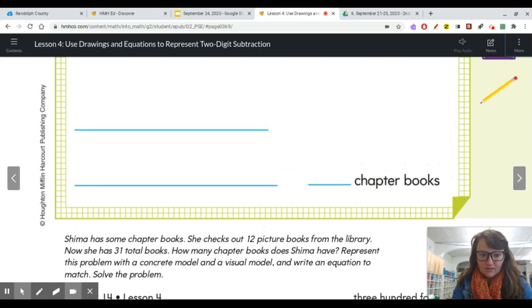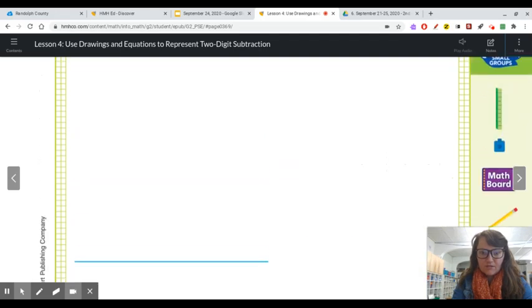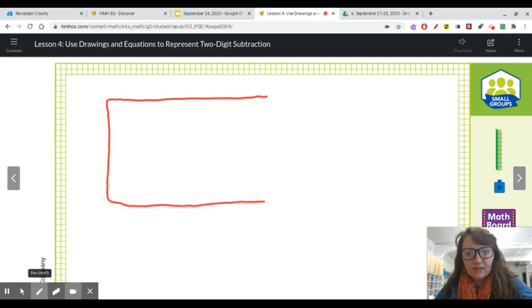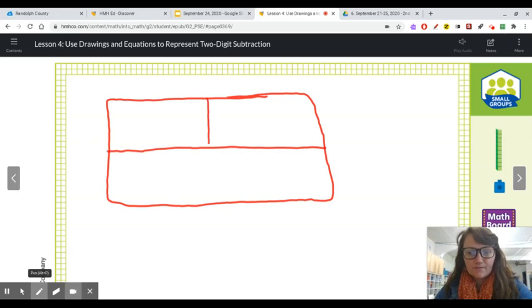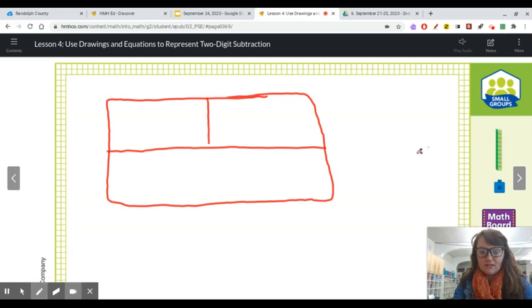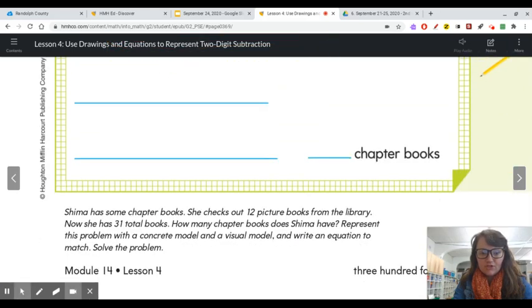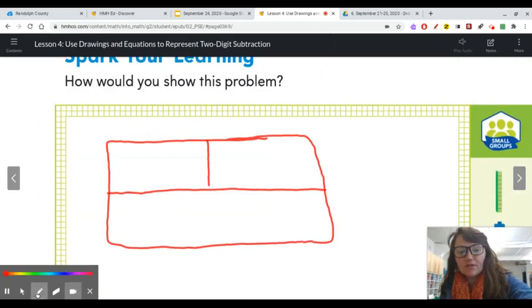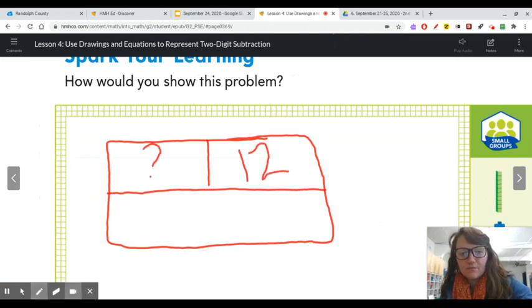Interesting. All right, so she had some chapter books. Okay, so we're going to use our bar model. Okay, so she has some chapter books. Okay, then it says she checks out 12 picture books from the library. Okay, so our next number is 12. This is the sum, right? We don't know. And then we have 12. She checks out 12. Now she has a total of 31.